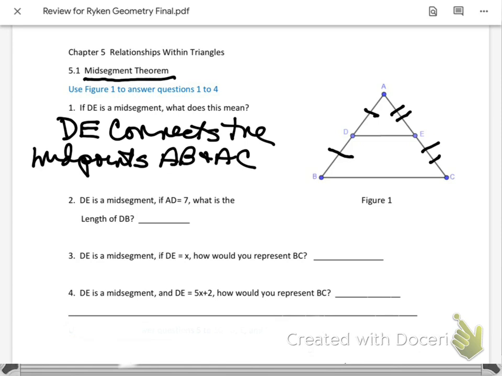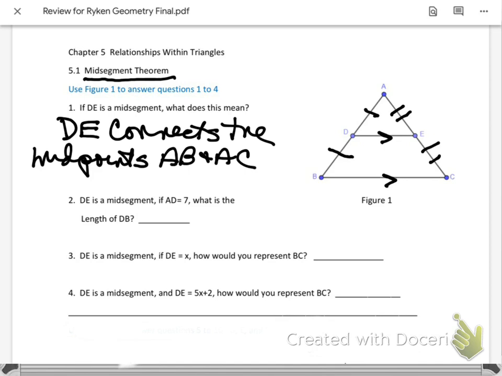So the other thing that goes on is that this is parallel to this, and DE is half the size of BC. But in terms of this question 1, that would be a sufficient answer for me at this point.